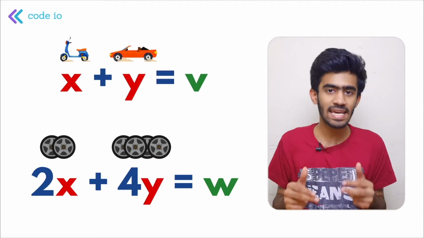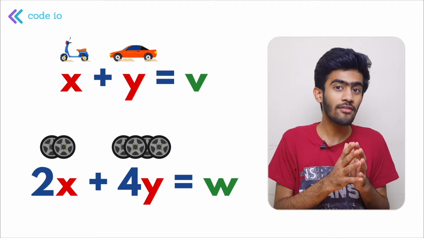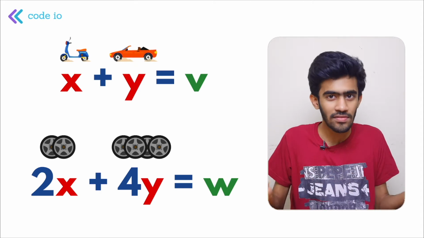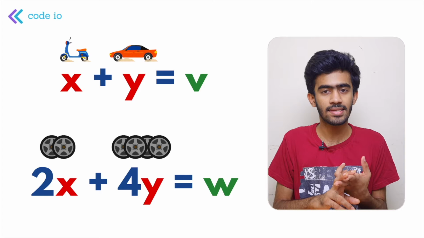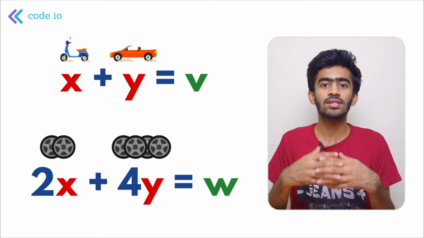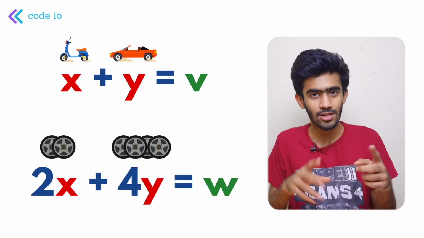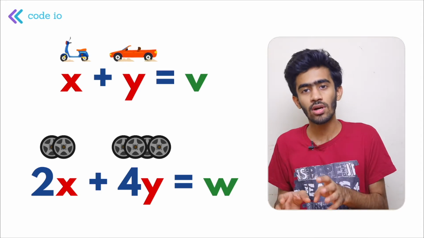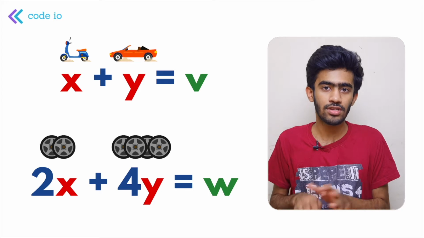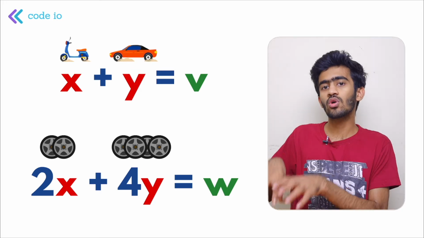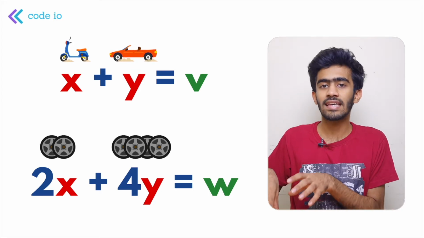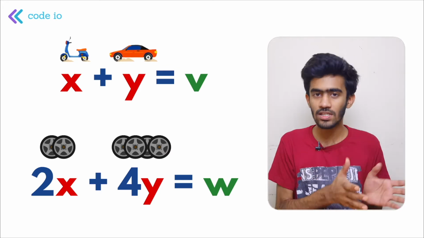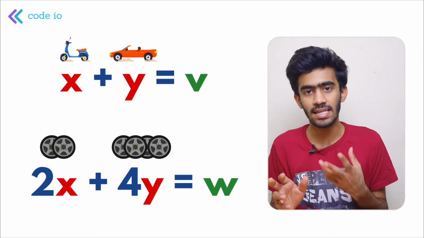We will move on to the second equation, which is about the total number of wheels that we have. To manufacture a bike, we need two wheels, front wheel and the back wheel, of course. So 2x plus, to manufacture a car, we need 4 wheels, 2 in the front, 2 in the back. So 4 into the total number of cars that we manufacture, 4y, is equal to the total number of wheels that we have, which is w. So 2x plus 4y is equal to w is the second equation.